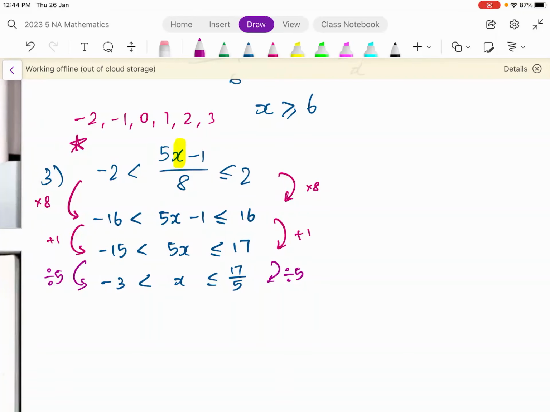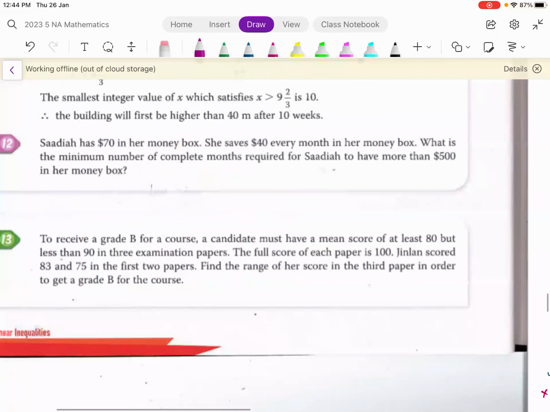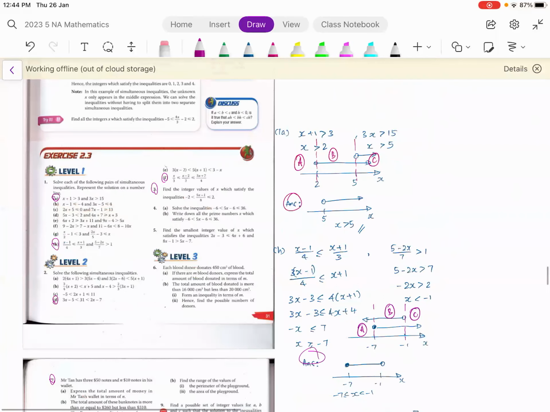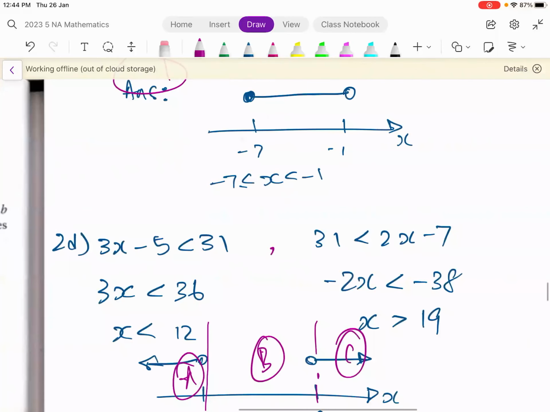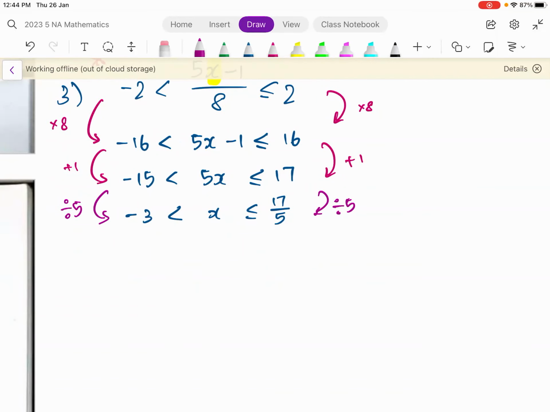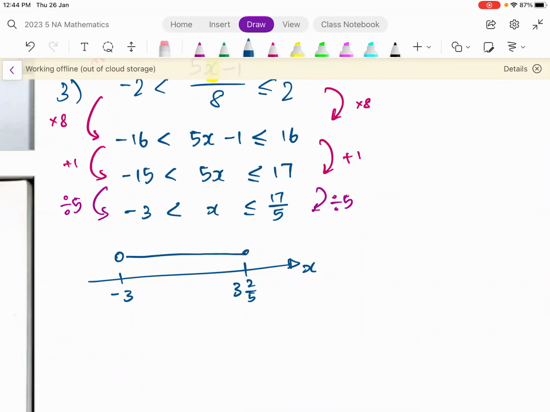Now the question asks for integers. This is question 3. Find the integer values of x which satisfy this inequality. So I've got a range already, from -3 until 17 over 5. Draw a number line if it helps you to visualize. If you can straight away get an answer, go ahead. 17 over 5 is actually 3 and 2 over 5, correct. So our range is from here until this.